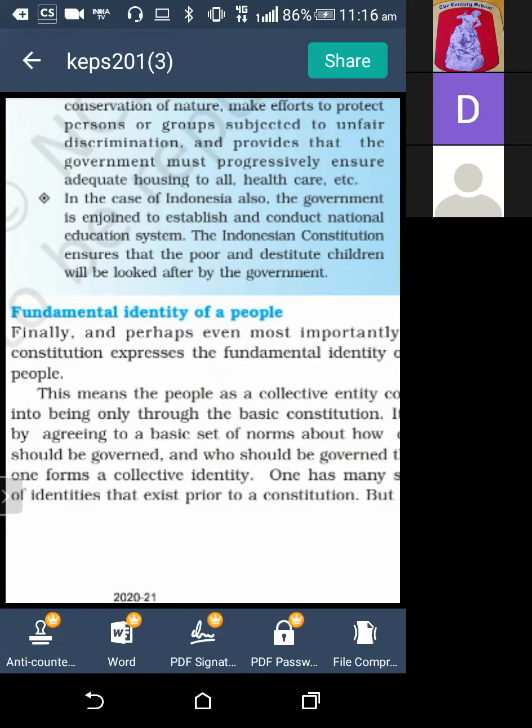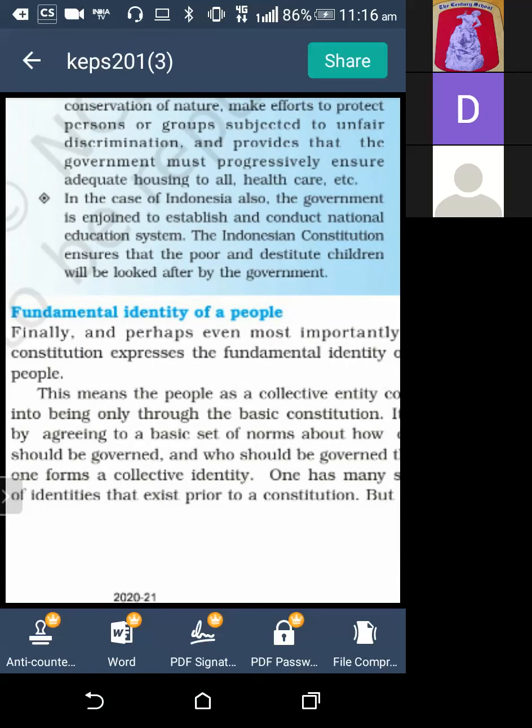So, identity. Finally, and perhaps even most importantly, the Constitution expresses the fundamental identity of a people. Fundamental identity. This means that the people as a collective entity come into being only through a basic constitution. हम सब एक constitution से बंधे हुए हैं. We have our constitution, right? हमारा अपना एक constitution है. उस constitution के साथ हम बंधे हुए हैं. And that constitution is the Indian constitution.